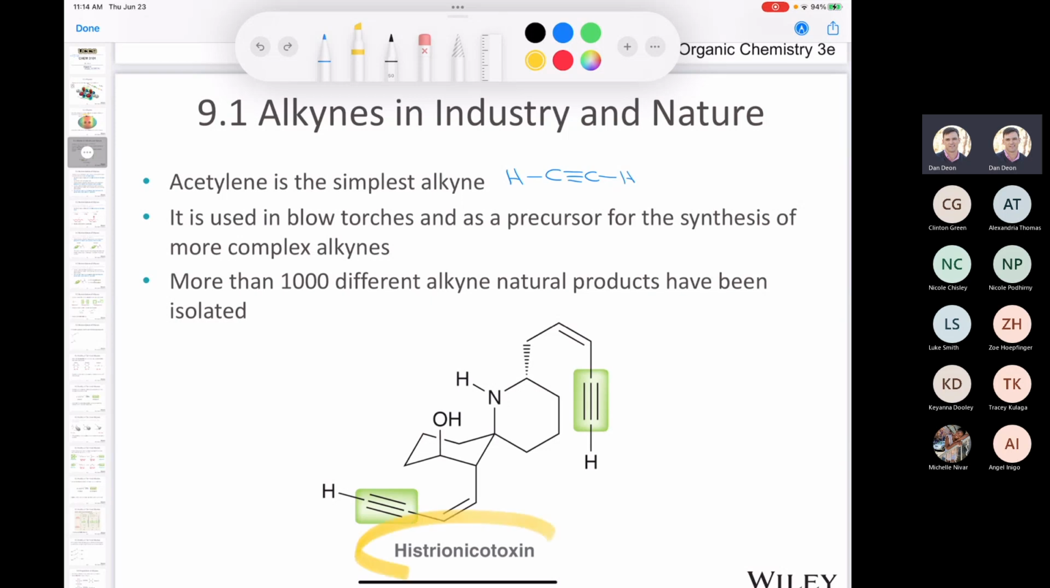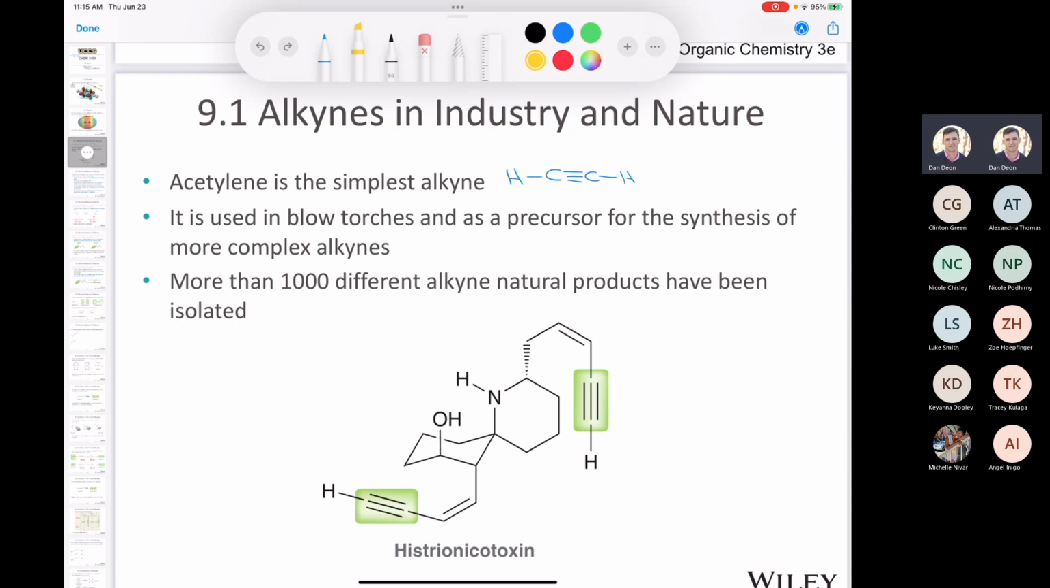This is called histrionicotoxin. And this compound is isolated from Dendrobates histrionicus, which is also known as the poison dart frog. And you can see there's actually two alkynes in here highlighted in green. And what the ancients would do is they would take the frog and they would extract, or I won't go into the details of how they would get the frog to sweat, and then they would dip the tip of the arrow in the frog's sweat, and this is a potent poison. So they would shoot their prey with the arrows that had this poison on it. So something kind of interesting there.